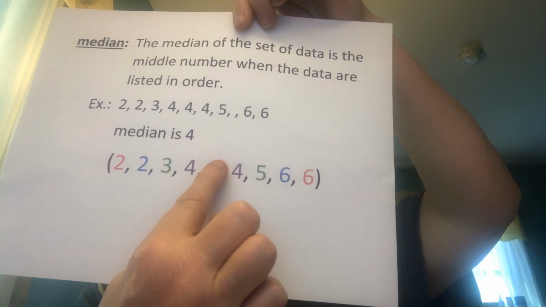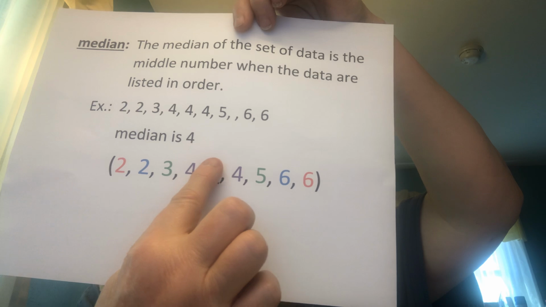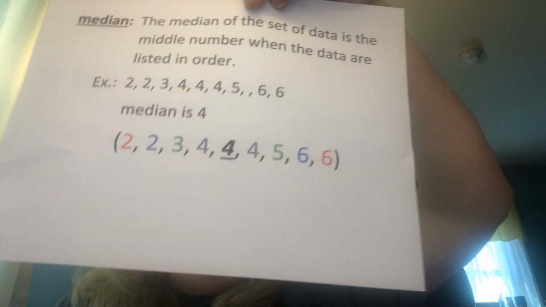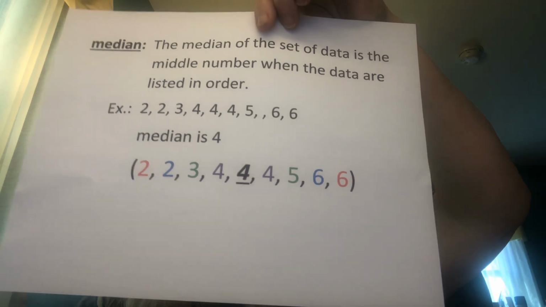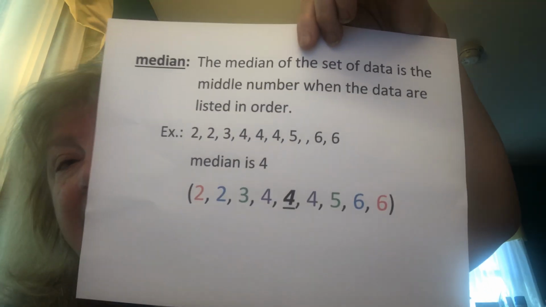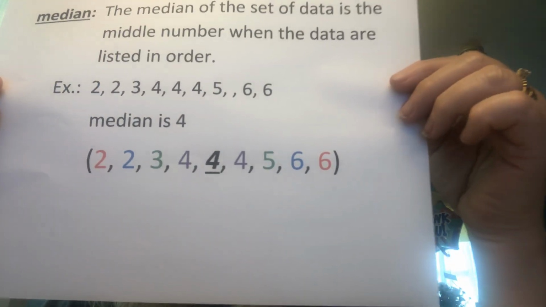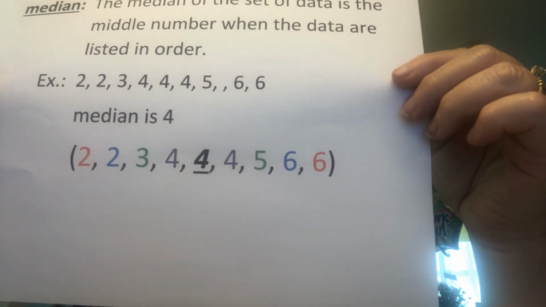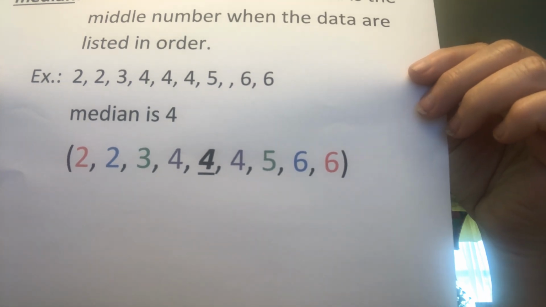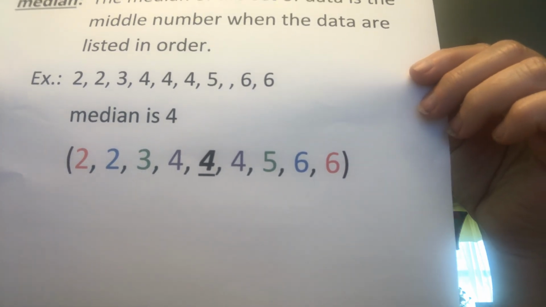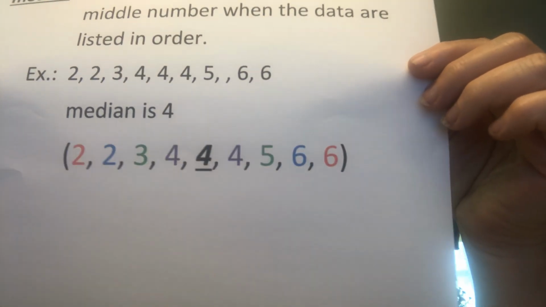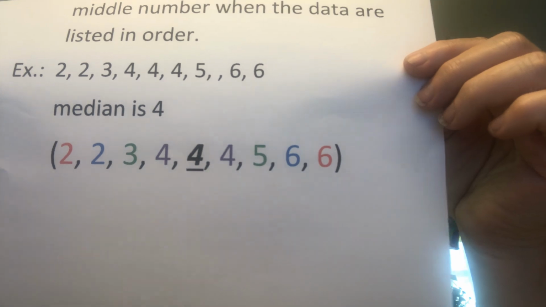Okay? Well, that means you would land in between this 4 and that 4. So what you have to do in that case is add the 2 numbers together and then take half of it. So the 2 numbers in the middle would be 4 and 4. If you add 4 and 4 together, you get 8. And if you took half of 8, you get 4. So in that case, you would still get a median of 4.